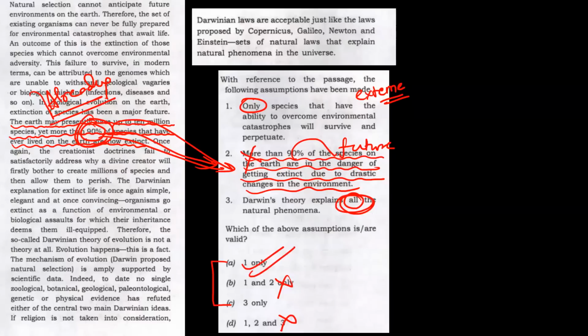Darwin theory explains all natural phenomena. This is not possible. And you see, in the beginning of the passage only they have said that we can see natural selection cannot anticipate the future environment of the earth. Therefore, the set of existing organisms can never be fully prepared for the environmental catastrophe that awaits life. An outcome of this is the extinction of those species which cannot overcome environmental adversity. You see, it is directly written here that species which will not overcome the adversity will get extinct. So statement 1 is correct.